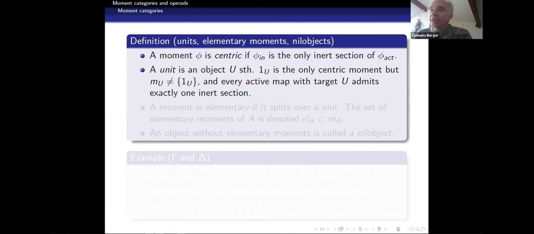Now, the more important aspect of the notion of unit is that whenever you have an active map whose target is a unit, it must admit exactly one inert section. So every active map whose target is a unit admits an inert section, and actually a unique inert section.